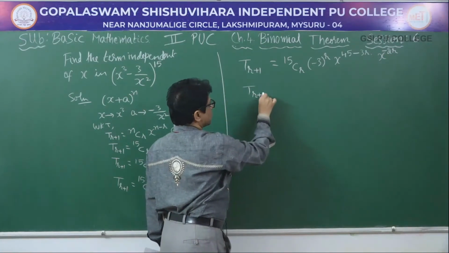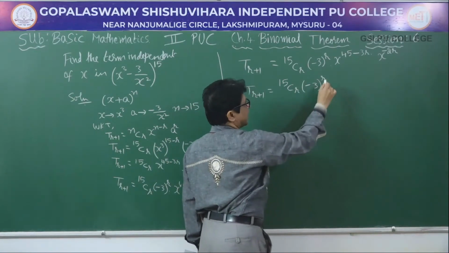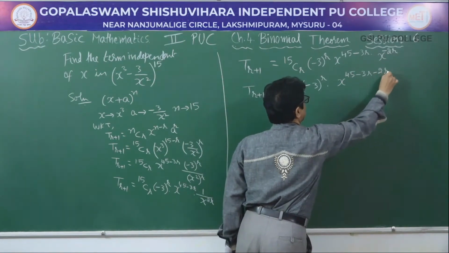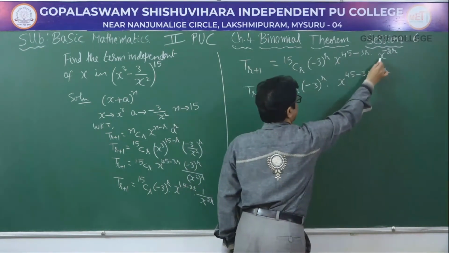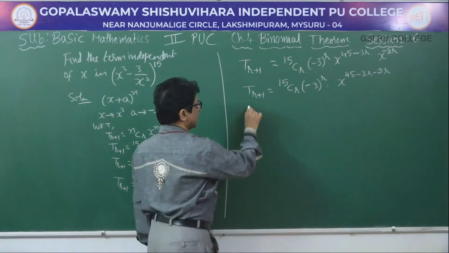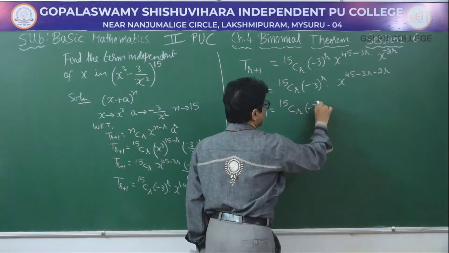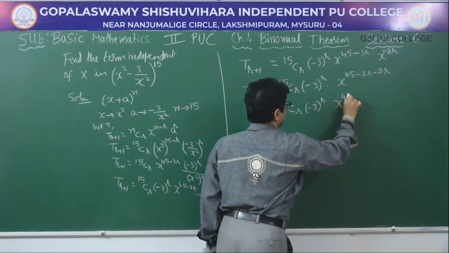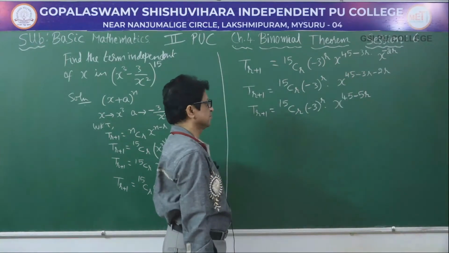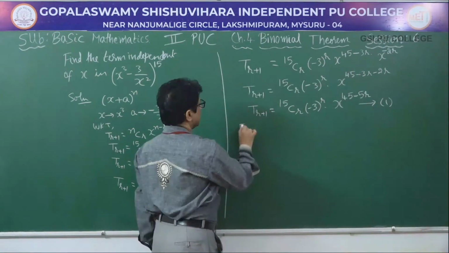So, T(r+1) is equal to 15Cr into minus 3 whole power r into x power 45 minus 3r minus 2r, by using the formula a power m into a power n is a power m plus n. So, T(r+1) is equal to 15Cr into minus 3 whole power r into x power 45 minus 5r. We call this equation 1.